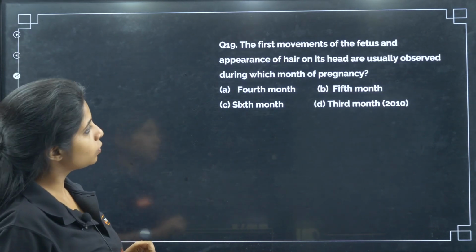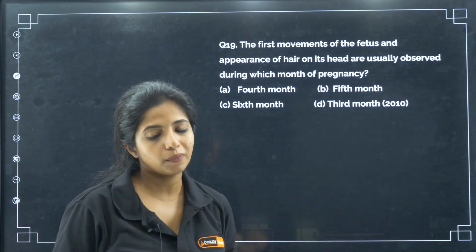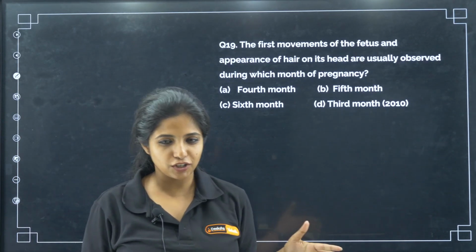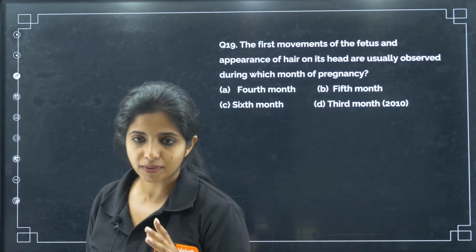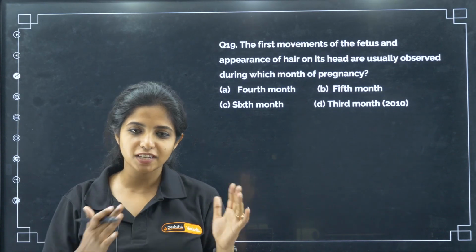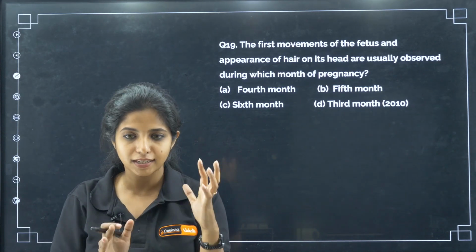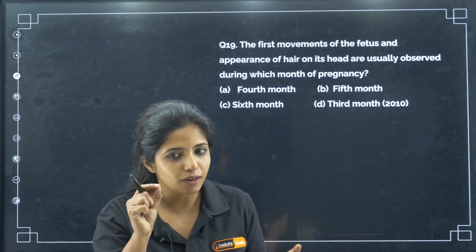Next, the first movements of the fetus and the appearance of hair on its head are usually observed during which month of pregnancy? I love explaining this thing. There are a few months put in your NCERT, you have to remember them. First month, what happens after first month? Heartbeat, tuck, tuck, tuck. When someone dies, you check the heartbeat, pulse rate and things like that. Similarly, you get to know that there is life by checking the heartbeat after first month.